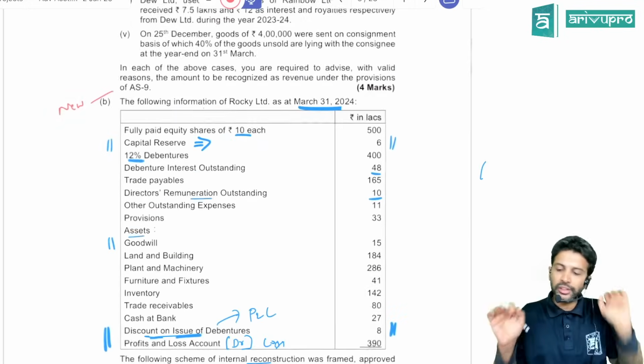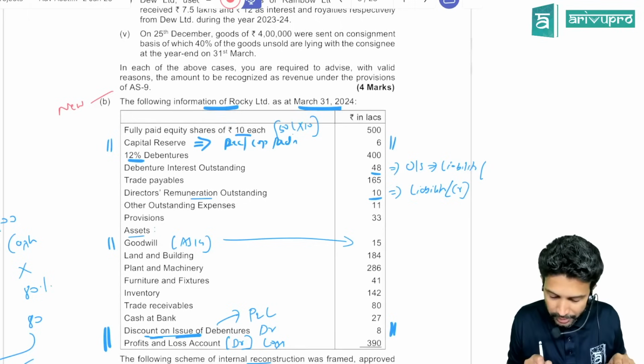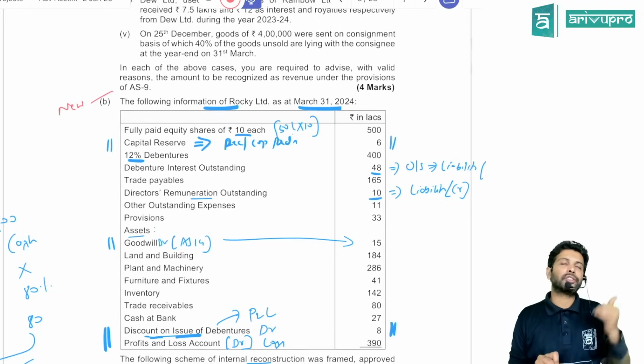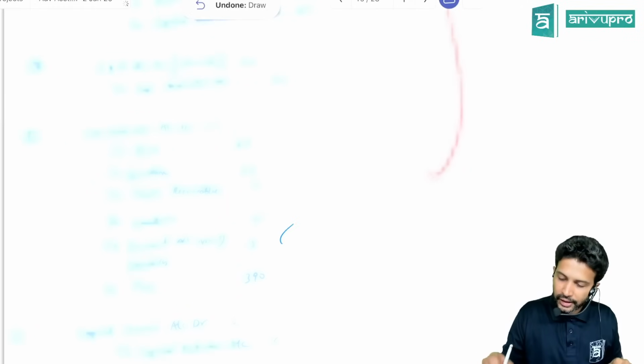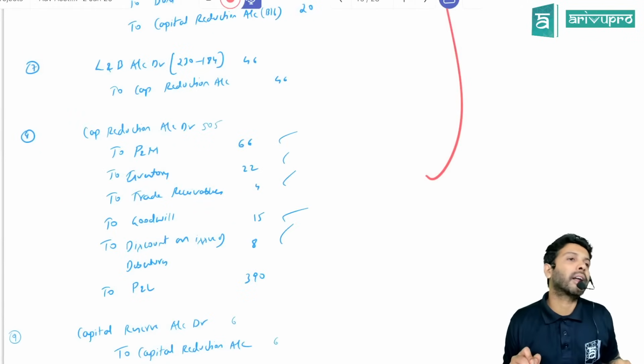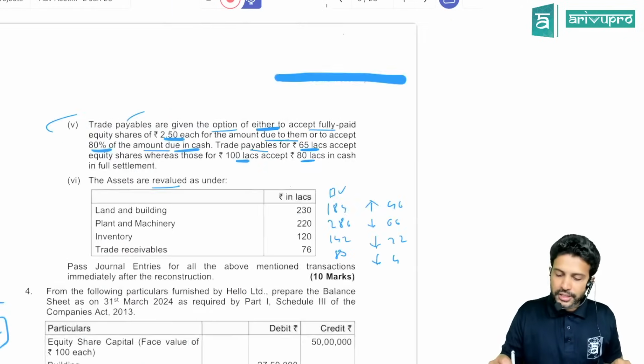Yes. What is the journal entry to write off goodwill? Goodwill has a debit balance. How do you write it off? Credit it. So the entry will be capital reduction account debit to goodwill. How much? 15 lakhs. That's what is written over here. Done, people. Next is the online.